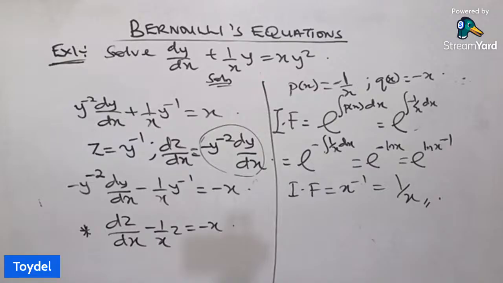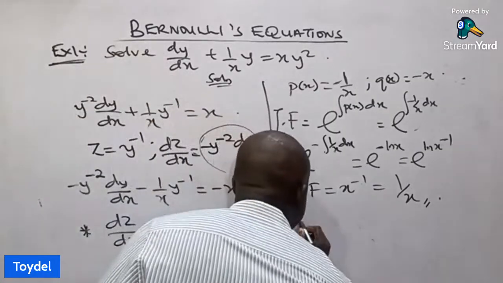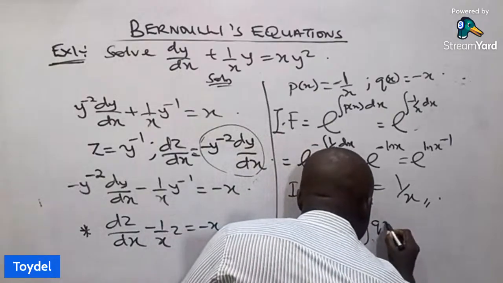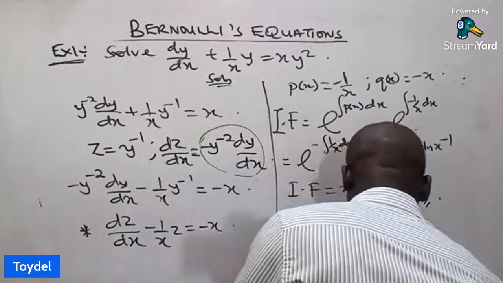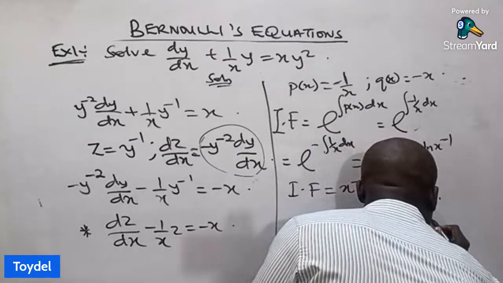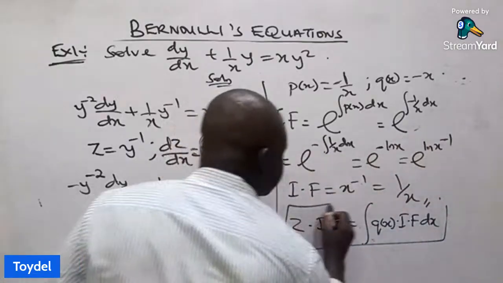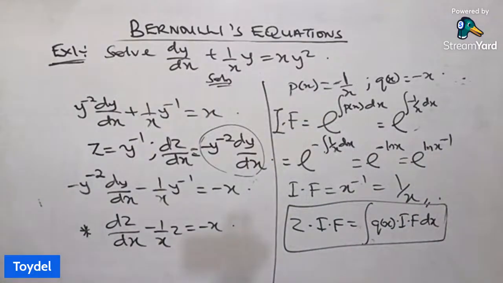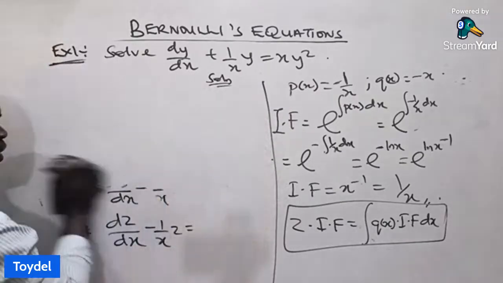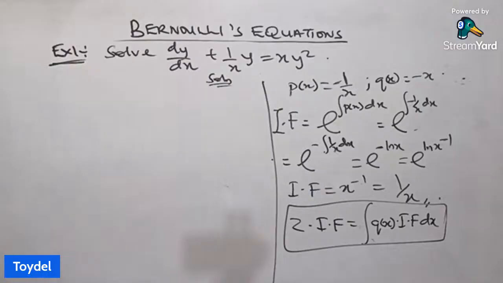So what will be the solution of that differential equation? The solution in this case is in z, not y. We say z multiplied by the integrating factor is equal to the integral of q of x multiplied by the integrating factor dx. This is what you are going to do on that linear equation if you want to find the solution. But in this case, it's a function of z, not y, and we are going to recall y by the time we finish.